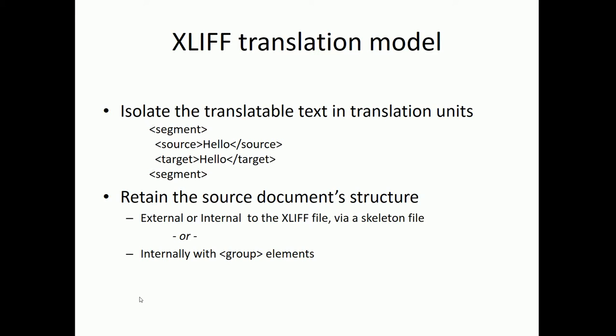So we isolate the translatable text into translation units. These units have a source element, and they have a target element. The translator goes in and translates the target string into the language of the target translation. We retain the source document's structure either internally or externally.